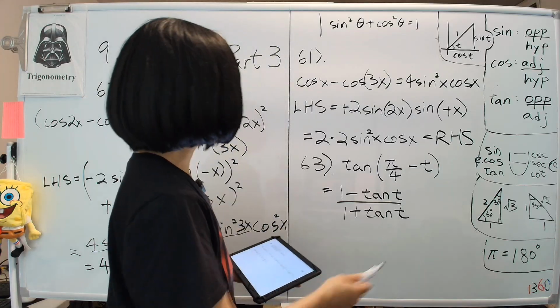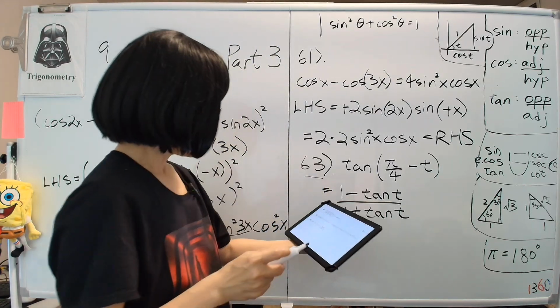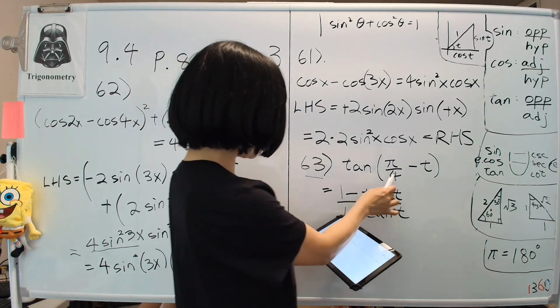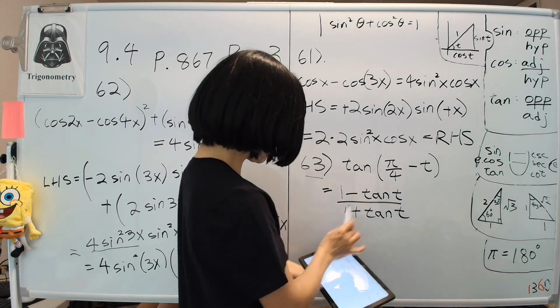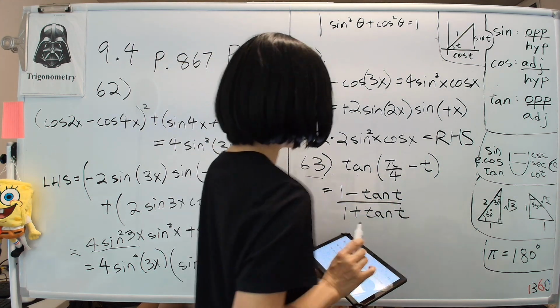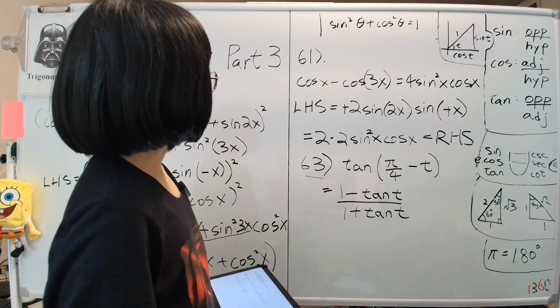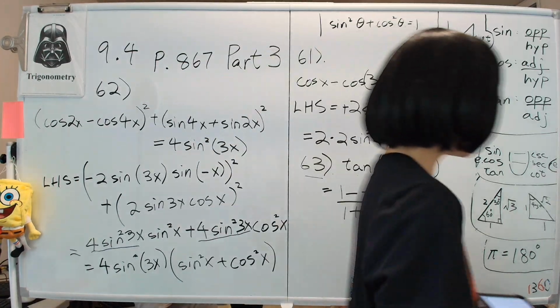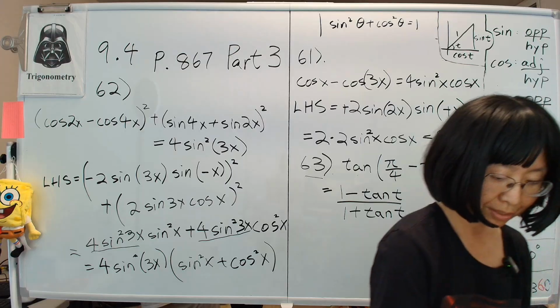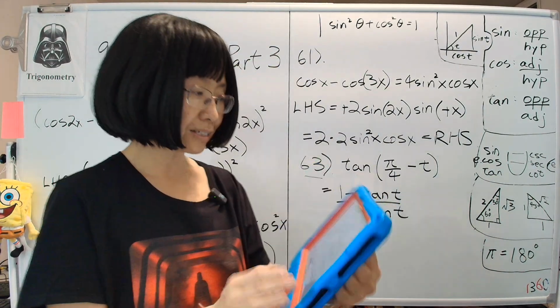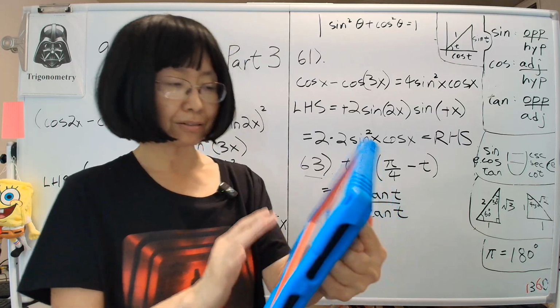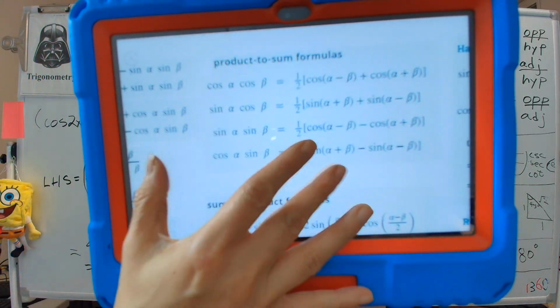So next, let's look at problem 63, which says tangent of pi over 4 minus t equals 1 minus tangent t over 1 plus tangent t. Let's see how to prove that is the case. To do that, first we'll dig out our formula pile and see if there's anything to do with tangent.